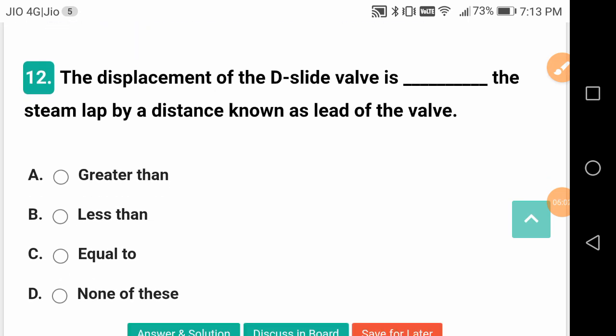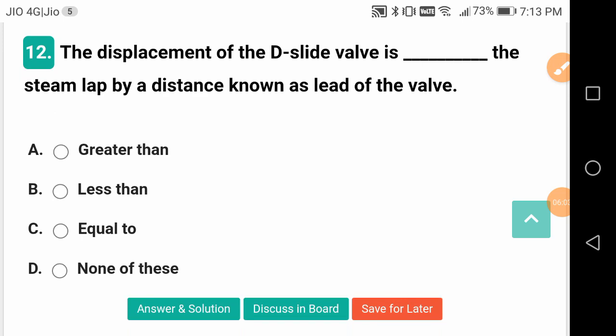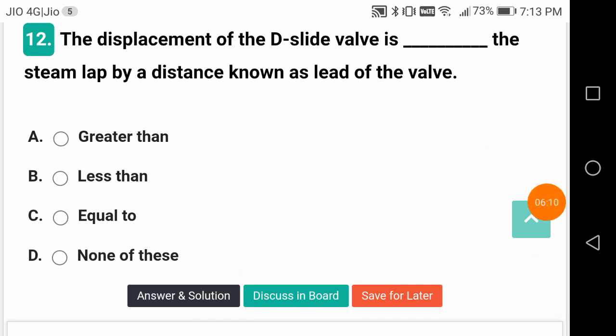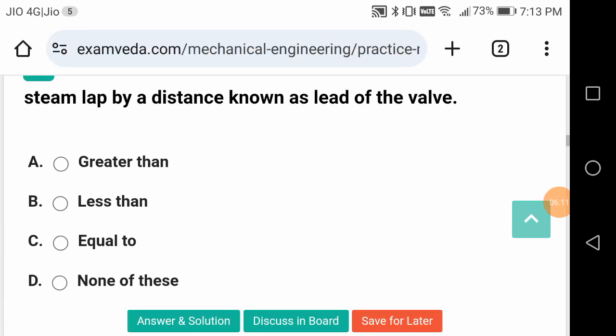The displacement of the slide valve is dash the steam lap by a distance known as the lead of the valve. It is greater than.